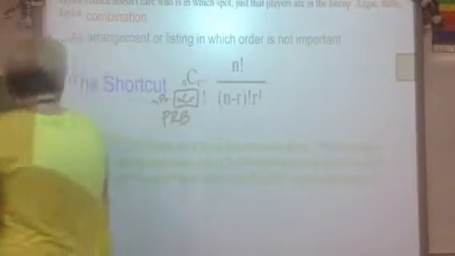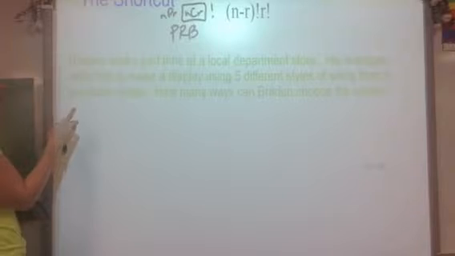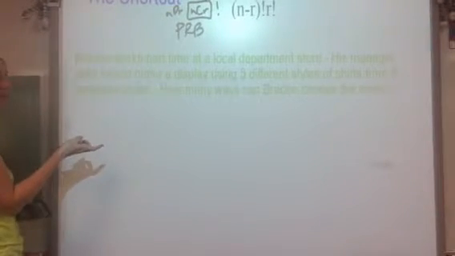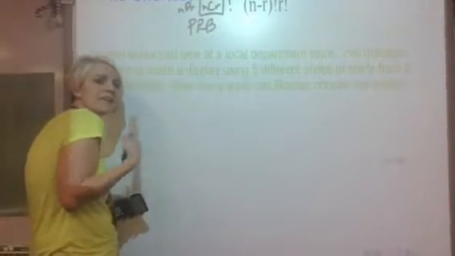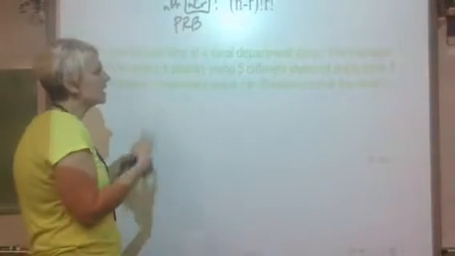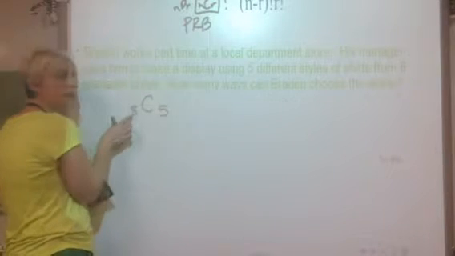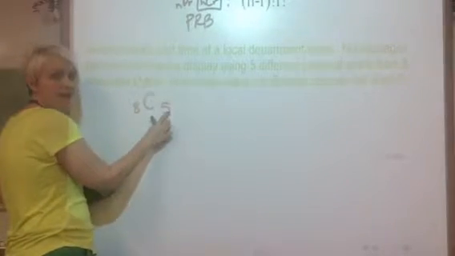Here's a situation. Braden works part-time at a local department store. His manager asked him to make a display using 5 different styles of shirts from 8 available styles. How many ways can Braden choose the shirts? Is it okay if Braden repeats a style of a shirt? Well, yeah, that's totally fine, because he has 8 different to choose from. So we're going to do an 8 choose 5, a combination. Here's his total shirts, 8, and he's going to choose 5 from that.